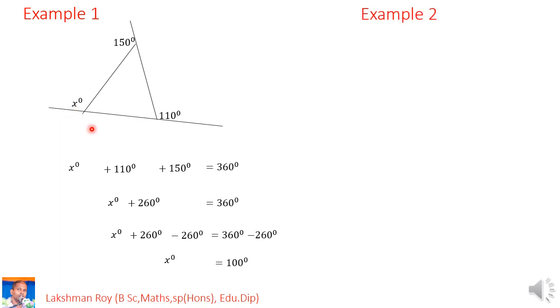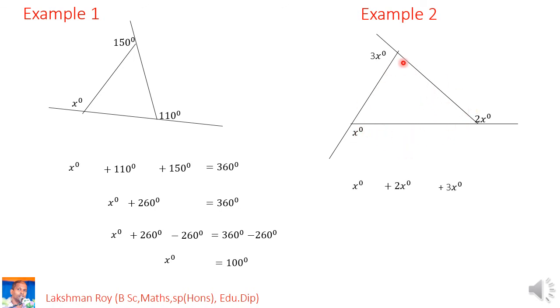Right, now move to another example. Example 2, student. This is the figure. Now I mark here this exterior angle x degrees, this exterior angle 2x degrees, and this angle 3x degrees. Each angle is in terms of x, unknown. Now we can use the result. The sum of the three exterior angles, x plus 2x plus 3x, should be equal to 360.